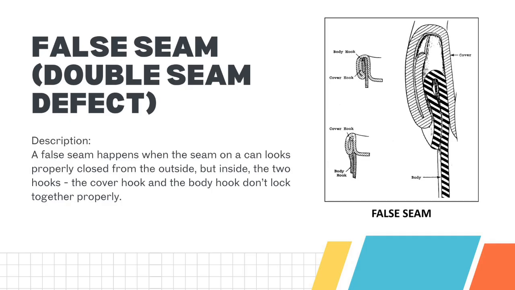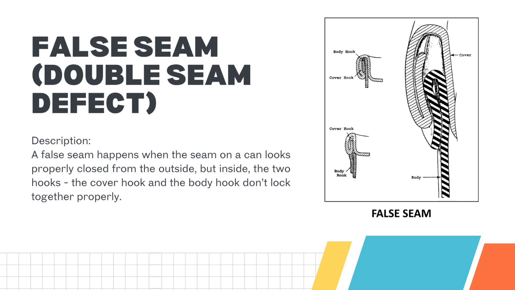False seam. A common defect called a false seam or a double seam defect occurs when the seam on the can body looks okay from the outside, but on the inside, it is not properly sealed. This happens when the hooks of the can body and the lid are not fully interlocked.